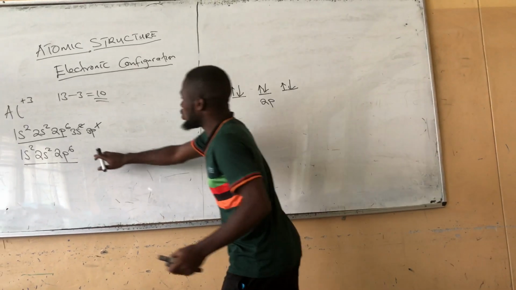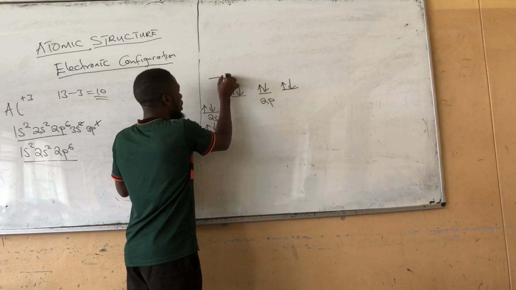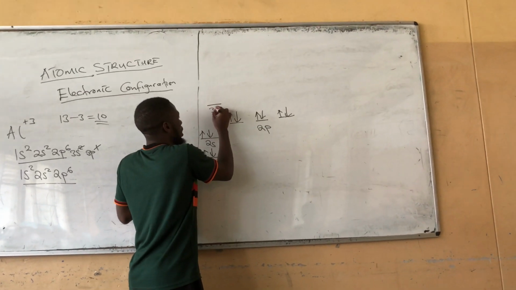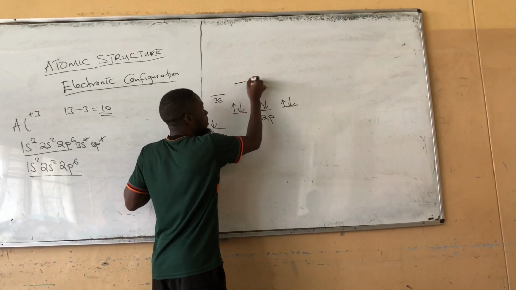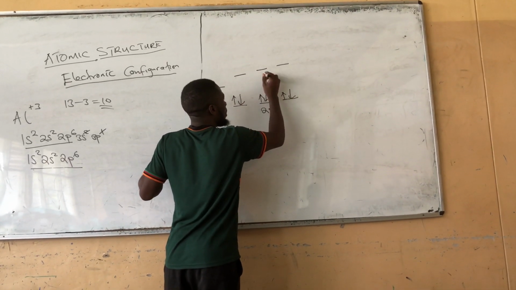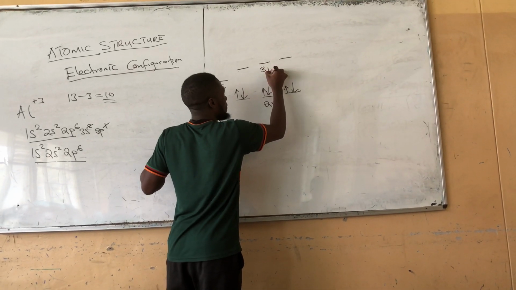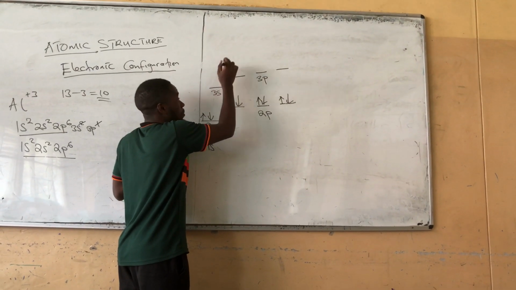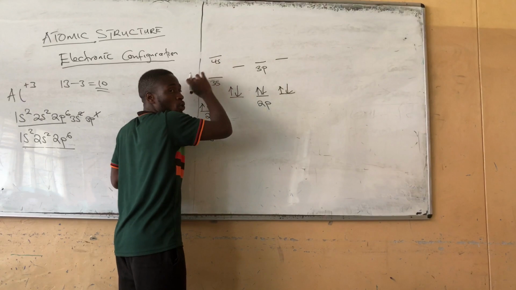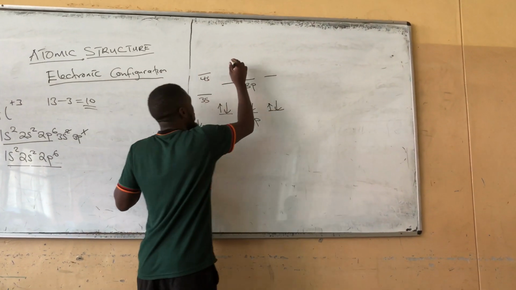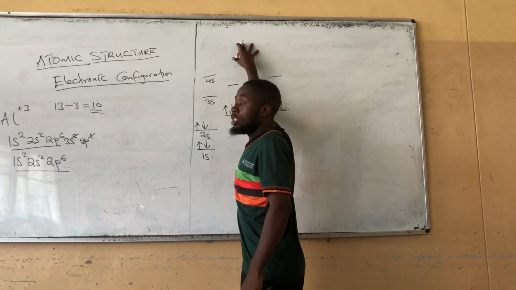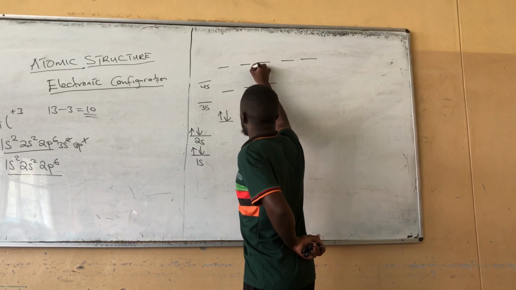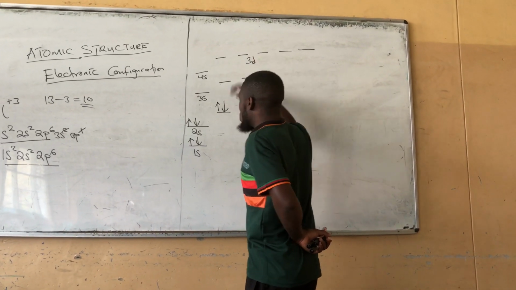So if it was still going, meaning here we have 2s. Then from 2s, where do you go? 3s. From 3s, where do you go? 3p, 1, 2, this is 3p. From 3p, where do you go? 4s. From 4s, where do you go? 3d. From 3d, d can hold up to how many? 10, so it will be 1, 2, 3, 4, 5. This is 3d. So they go on and on.